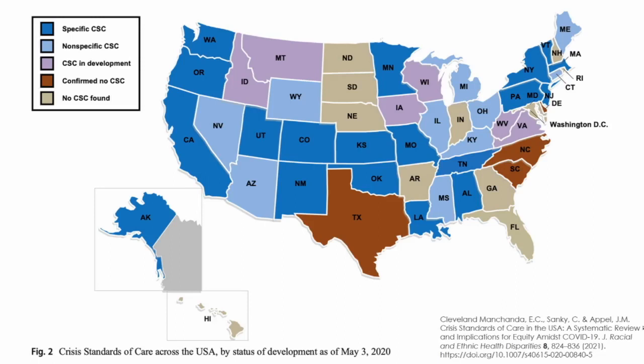So this is May 2020. Dr. Cleveland Manchanda, an emergency physician at BU, is the first author on this paper, Crisis Standards of Care in the USA: a systematic review and implications for equity amidst COVID-19. The group looked state by state at available crisis standards of care guidelines. They found those guidelines were identified for 29 states. This was again May of 2020. Ethical principles were explicitly stated in 23 of those.